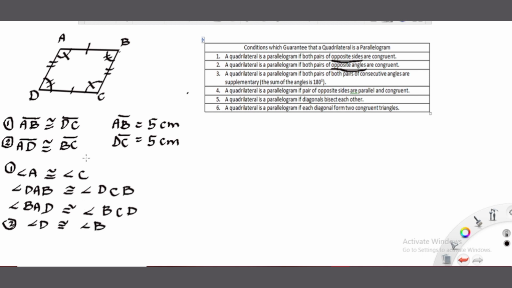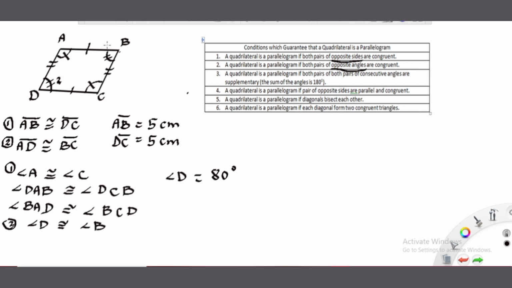Alright, so that's the second condition. It means that if angle D measures 80 degrees, and since it is opposite to angle B, angle B is also 80 degrees.